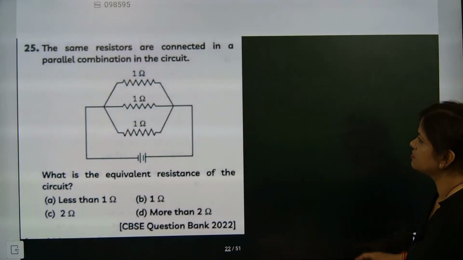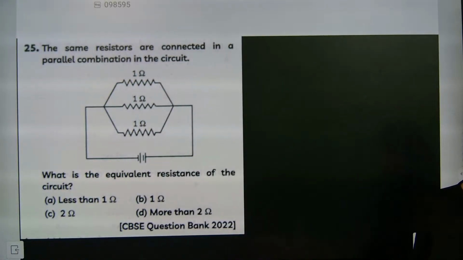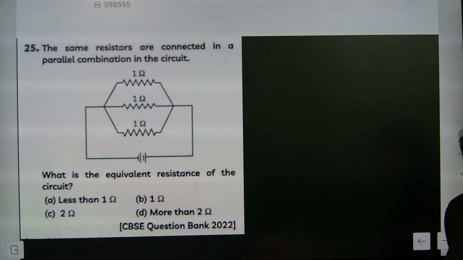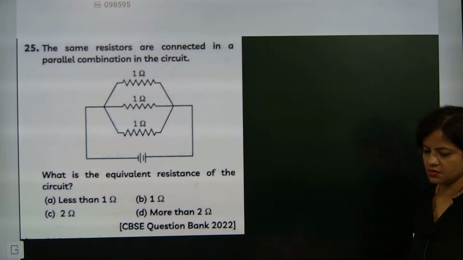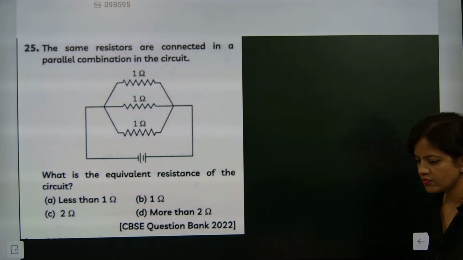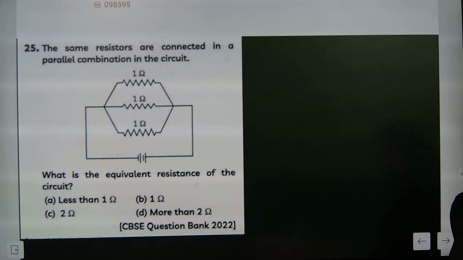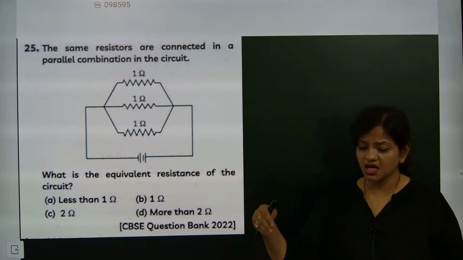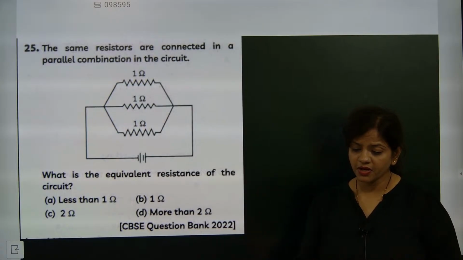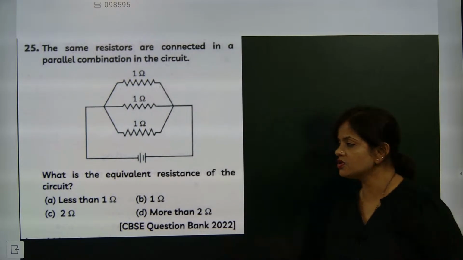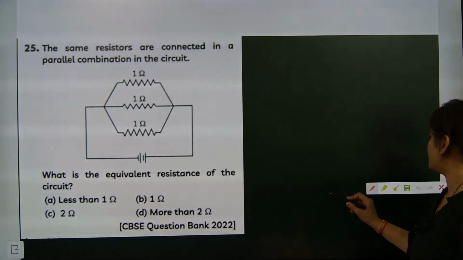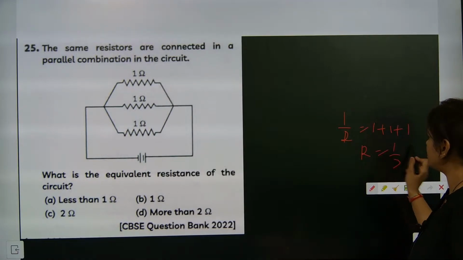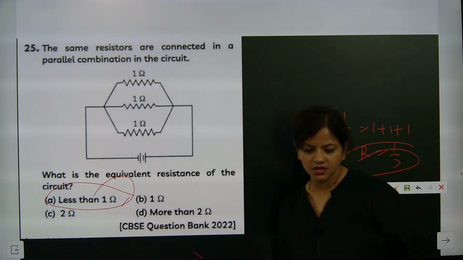Go for this question. Twenty-fifth question. Every question, check very particularly. All the three are connected in parallel, so it will become less than 1. Absolutely, because 1 plus 1 plus 1. Here it is coming as 1, right? 1 by R is equal to 1 plus 1 plus 1, so R will be equal to 1 by 3. So less than 1, correct. A is the answer, less than 1.